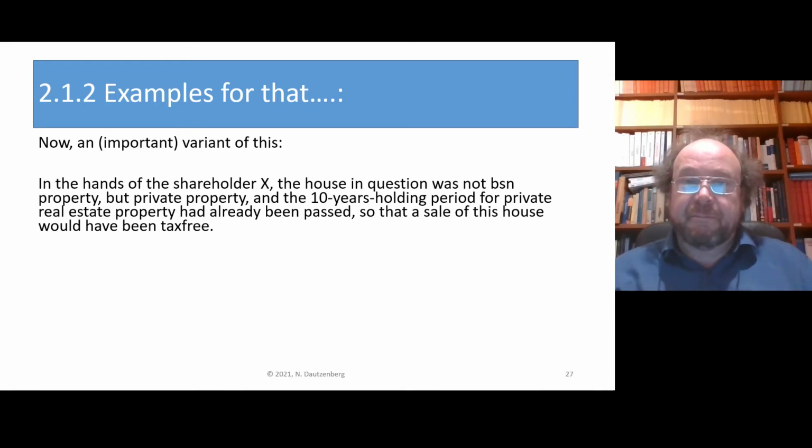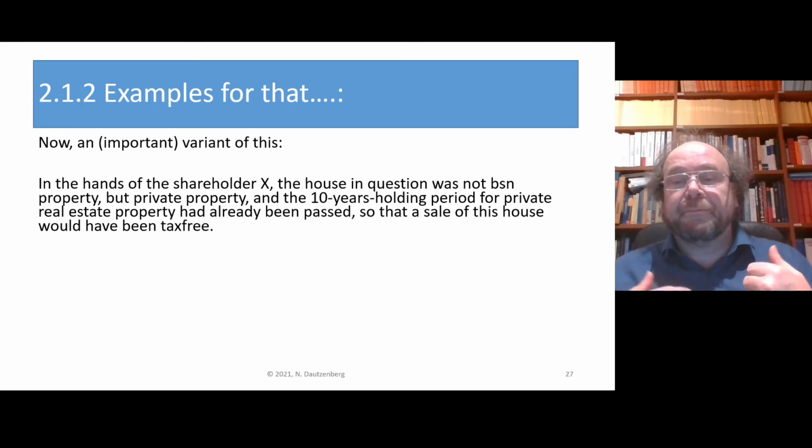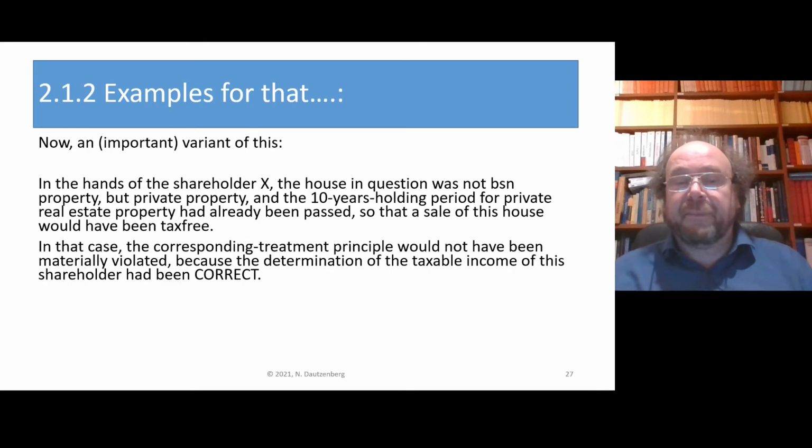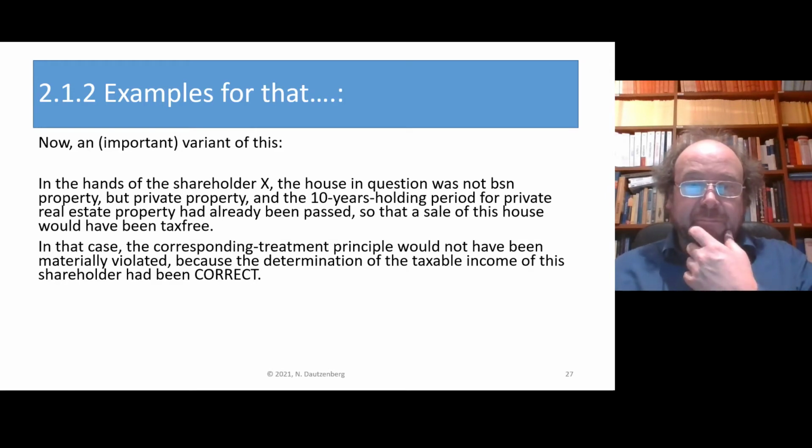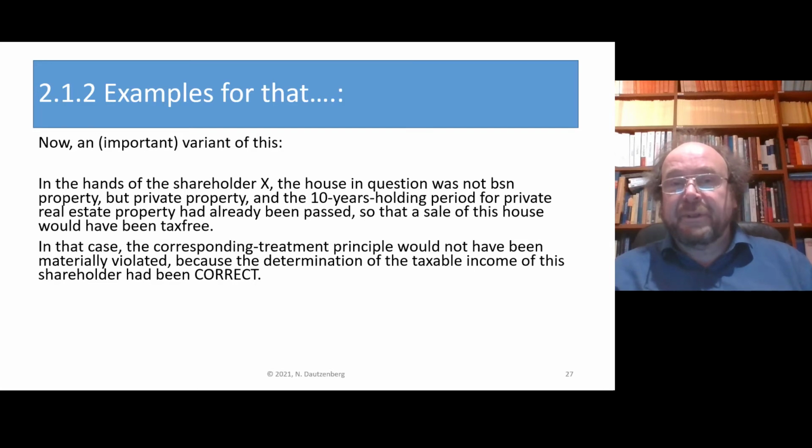A variant of this changes everything. In the hands of shareholder X, again, we have a house, but this house is now private property. And the 10 years period since acquisition has already passed. That means selling that house is tax-free for the shareholder. Now, imagine again, the shareholder sells the house for 500,000. True value is 800,000. That has not been realized on the shareholder level. By the way, how should it? Because it was tax-free.